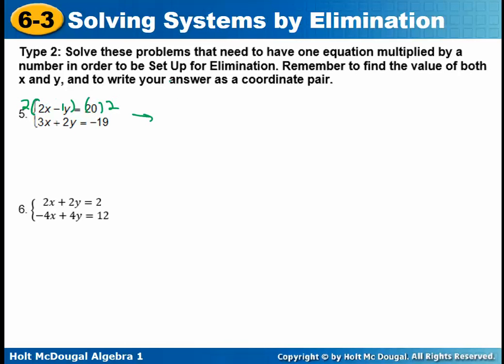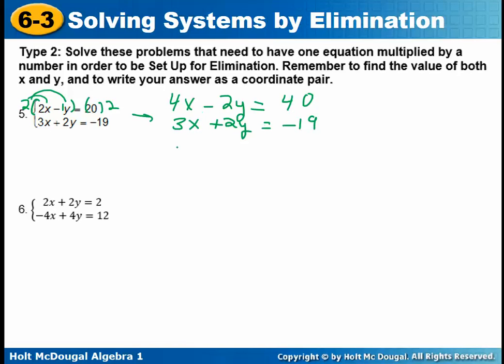So let's see. On the top, I'm going to multiply everything by 2. So I'd have 2 times 2x. Then I'd have 2 times negative 1y. That's negative 2y. And on the other side, I'd have 20 times 2. It's a common mistake to forget to multiply the right side by your number. So I always write it next to it so I don't forget. Now the second equation I didn't have to multiply by anything. I'm just going to rewrite it over here so they're next to each other and all lined up.